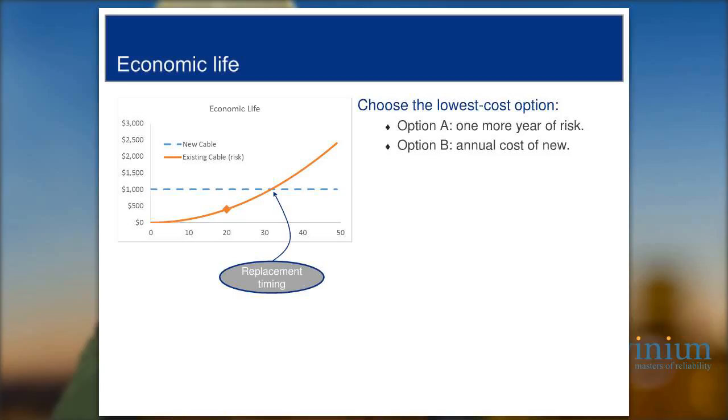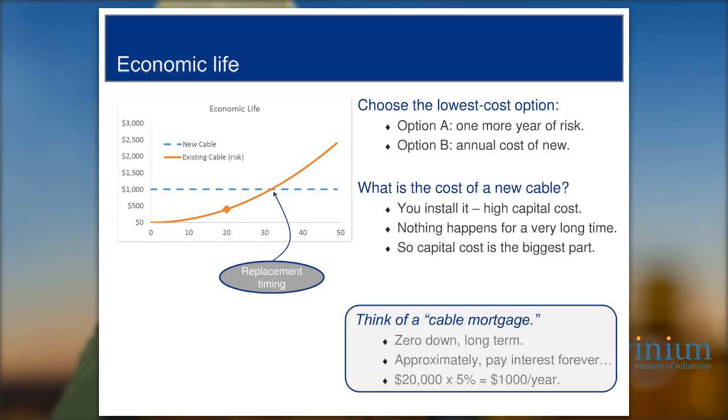So you can kind of think of that like a cable mortgage. I'm going to install a new cable. I'm going to just kind of pay the interest and the maintenance costs going forward and spread it out over a large number of years so I can flatten it out. And so what I'm interested in is the point where these two curves cross, these two lines cross. So as long as I'm before the point where they cross, that means that the risk of the existing cable is lower than the cost of the new one, and I'm better off to leave it as is.